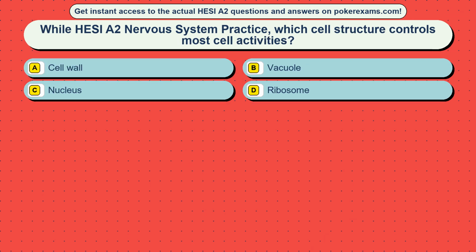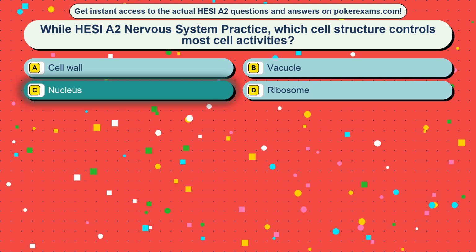Question 27. While HESI A2 nervous system practice, which cell structure controls most cell activities? Option A, cell wall. Option B, vacuole. Option C, nucleus. Option D, ribosome. The correct answer is option C, nucleus.